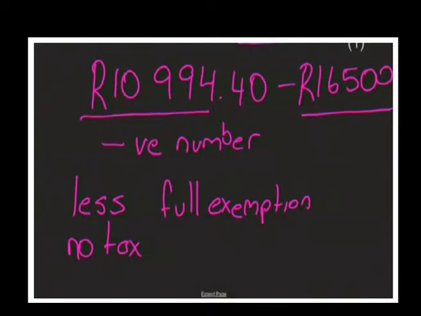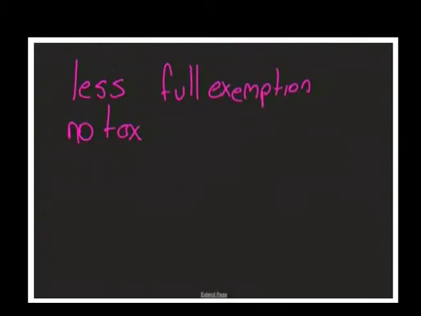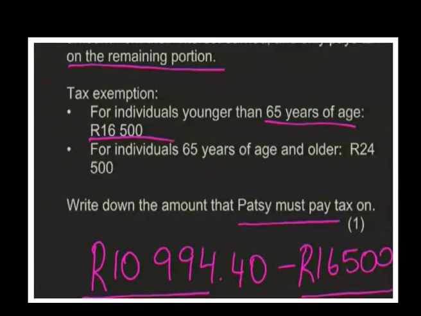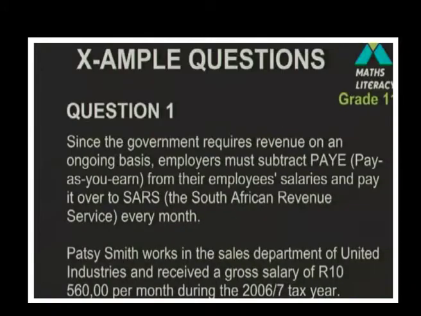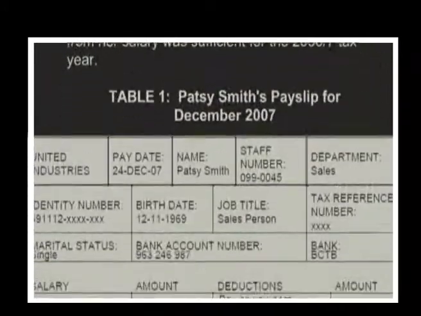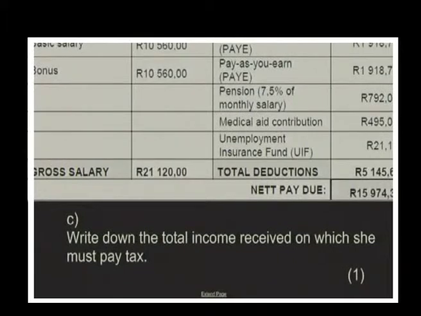So we've got to write down the amount that she must pay tax on, and that amount is basically nil. She does not have to pay tax on any amount. Double checking that we've actually answered the question, we write down the amount so we can move on. What's our next part of the question? It says, write down the total income received on which she must pay tax.